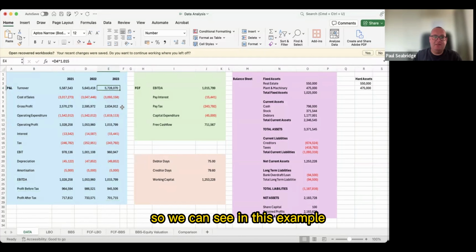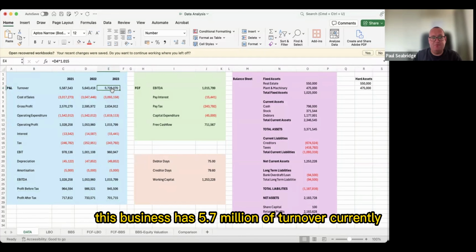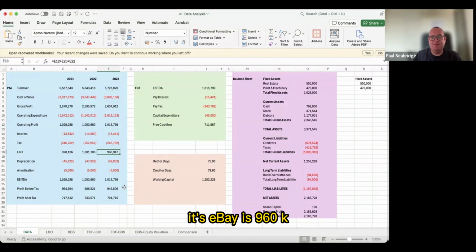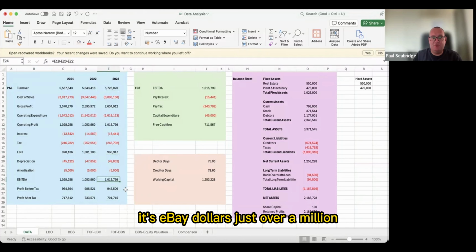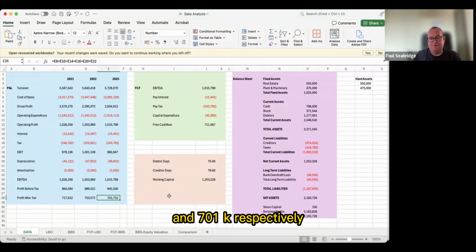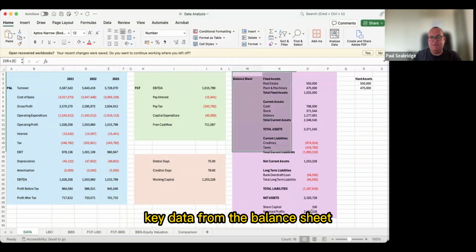We can see in this example, this business has 5.7 million of turnover currently. Its operating profit is just over 1 million. Its EBIT is 960k. Its EBITDA is just over 1 million, and its profit before and after tax is 945k and 701k respectively. We then have over here key data from the balance sheet.